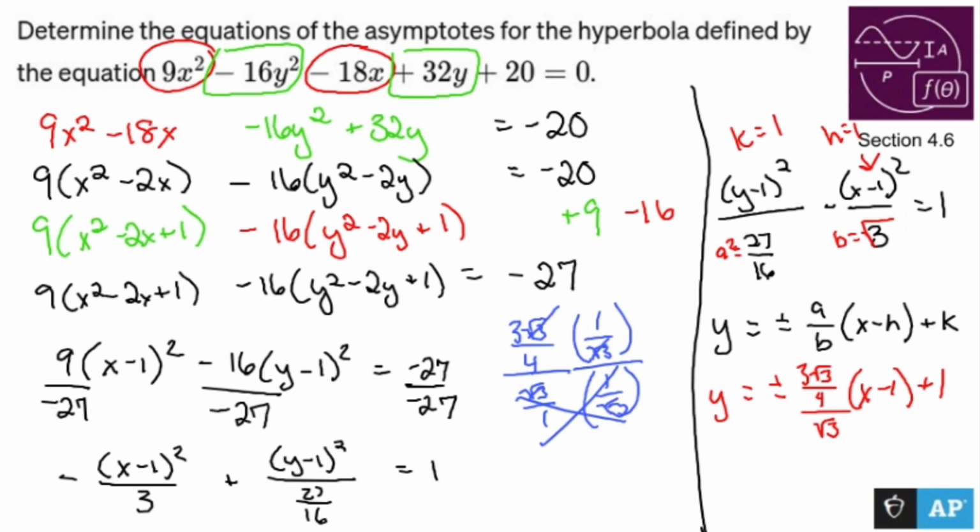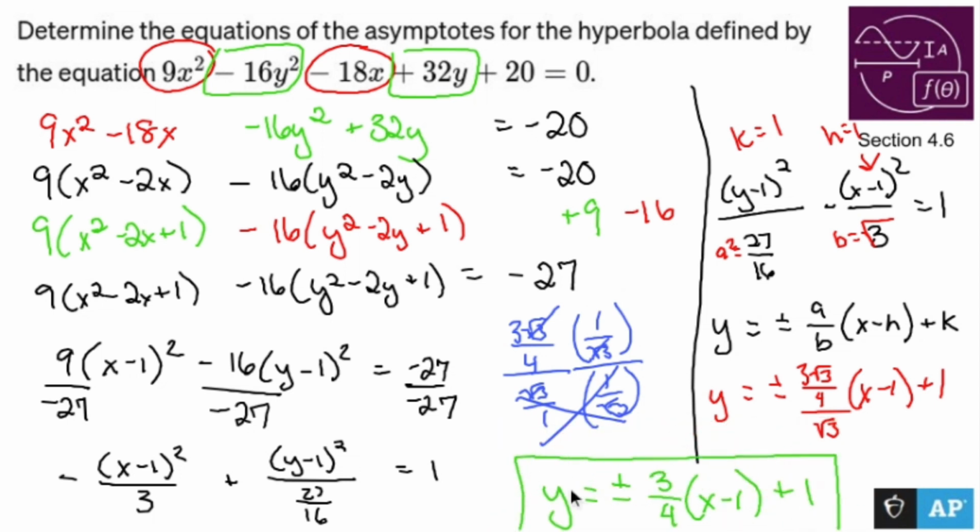So my final answer is y equals plus or minus 3/4 times x minus 1, plus 1. And I'm not even going to consider splitting that up into two equations and doing the positive version and the negative version because the whole thing is just a mess. But there you get it. It's awesome.